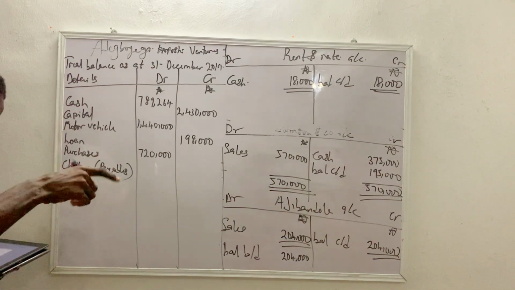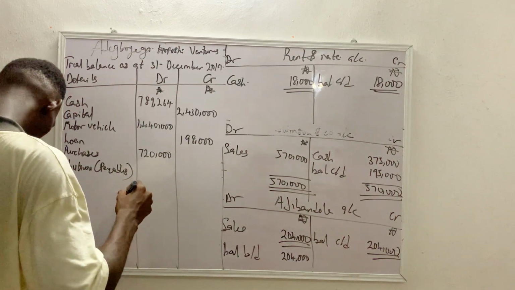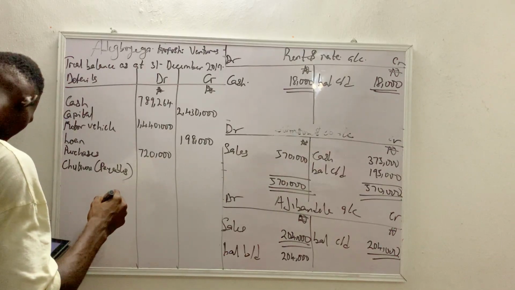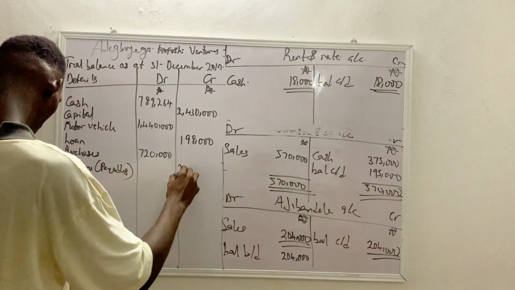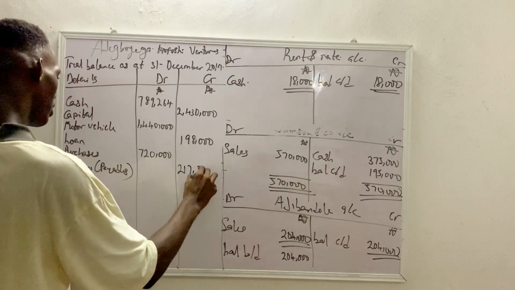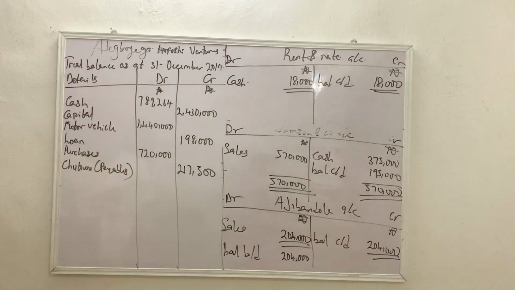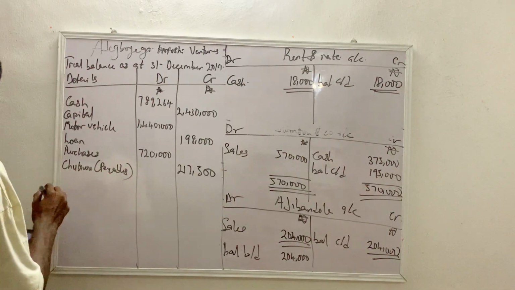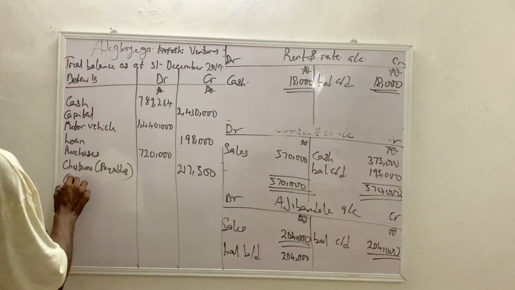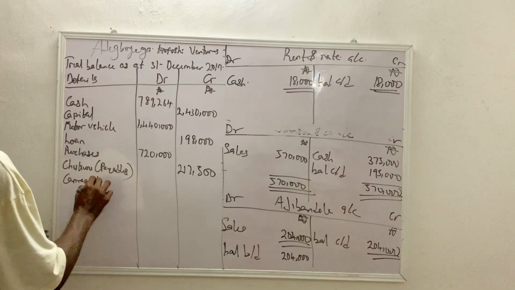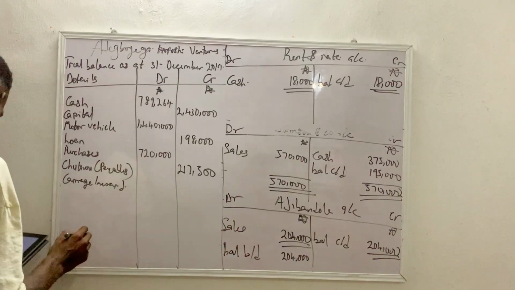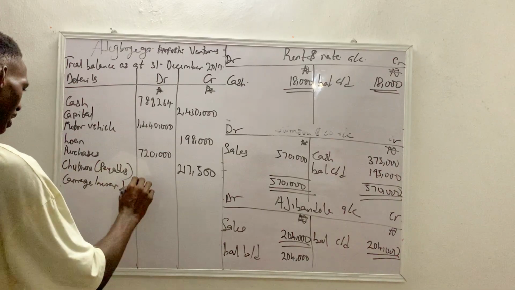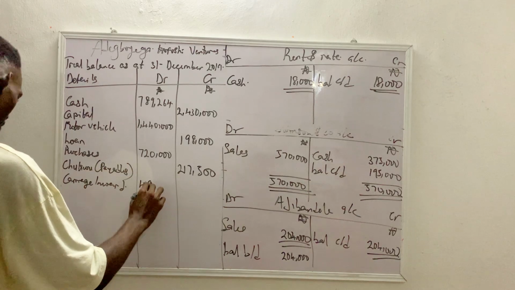What was the balance that we transferred? It was 217, because it's a payable, so it has a credit balance. 217,500. Then after that is what? We have our carriage inward, which is an expense carried. Carriage inward, how much? 49,368.